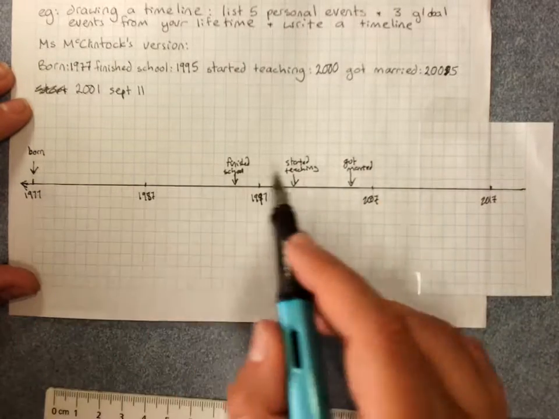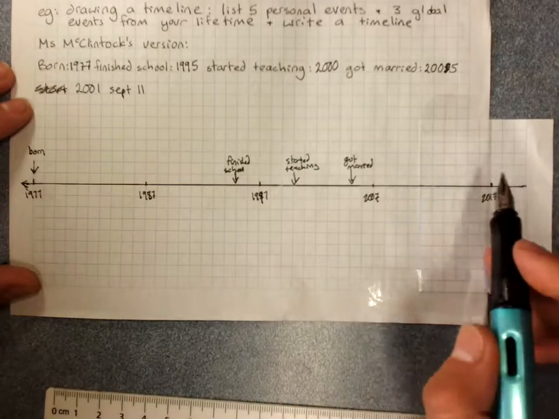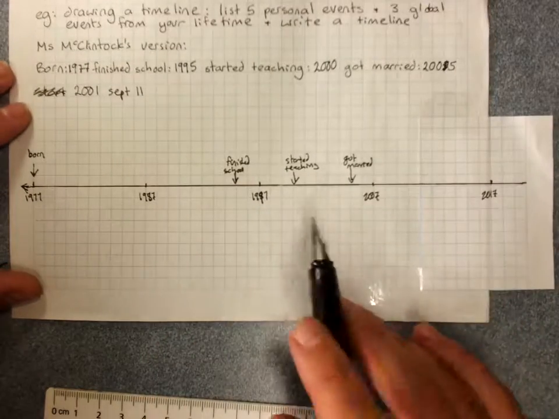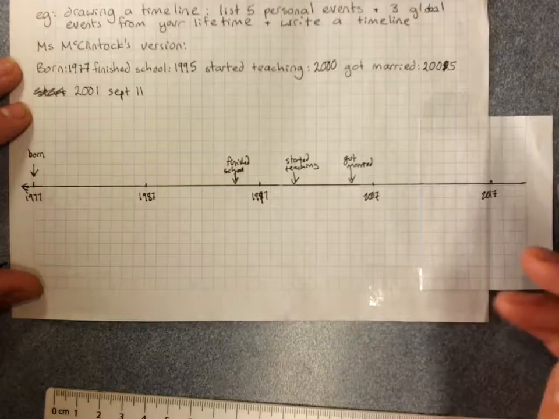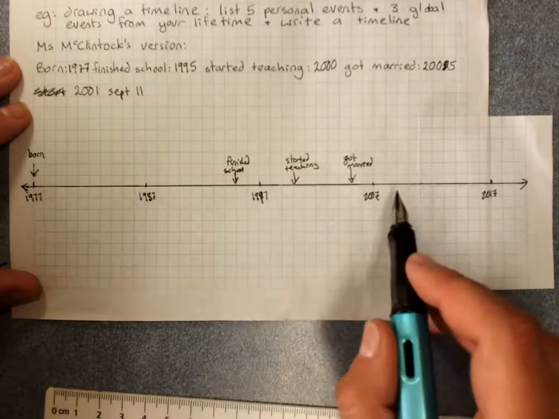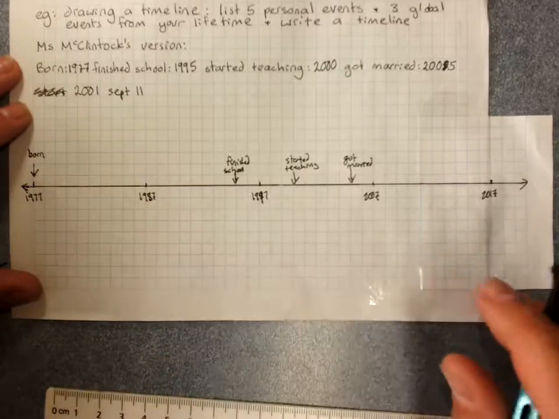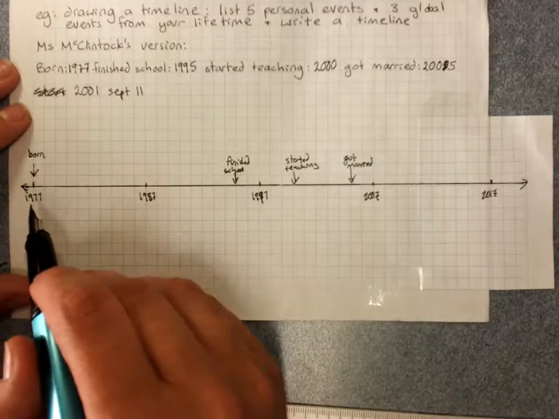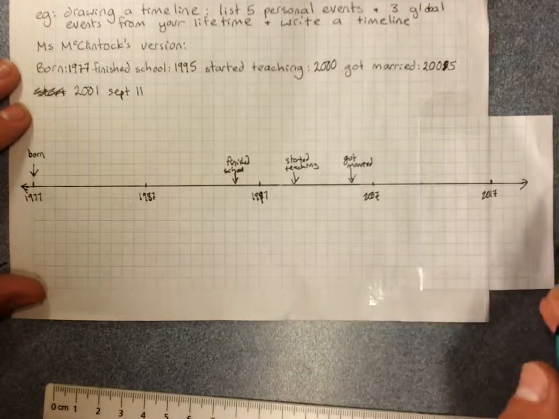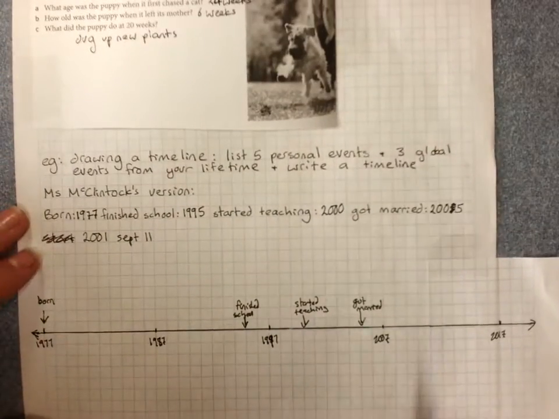And I could possibly put personal ones up the top and important global ones down the bottom, or something like that. So you can see how I chose to make my timeline, making sure I have enough space and even gradations. It might have been easier if I'd started at 75, 85, 95, but I would have had to make it a little bit bigger. So that's how you make a timeline.